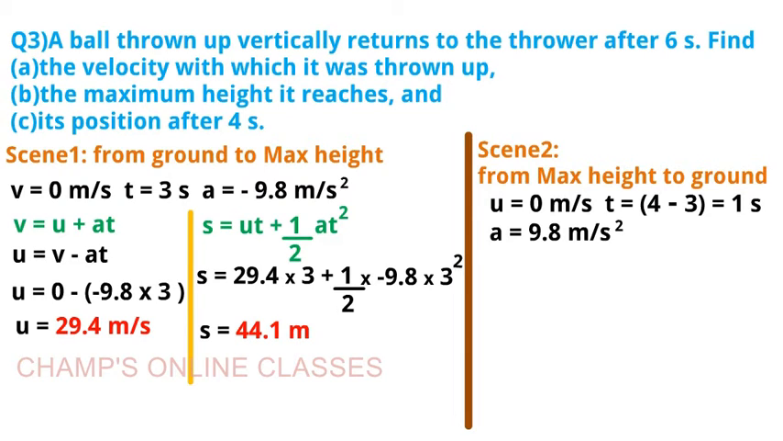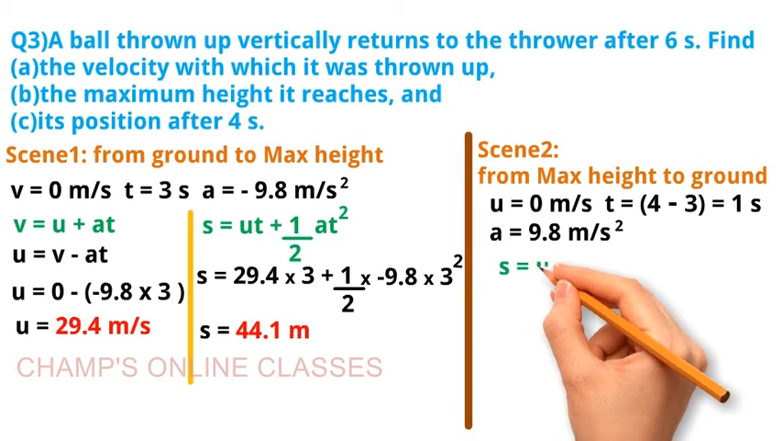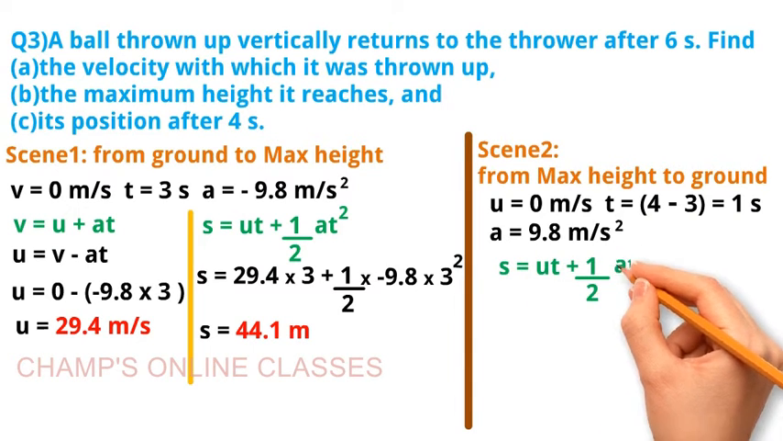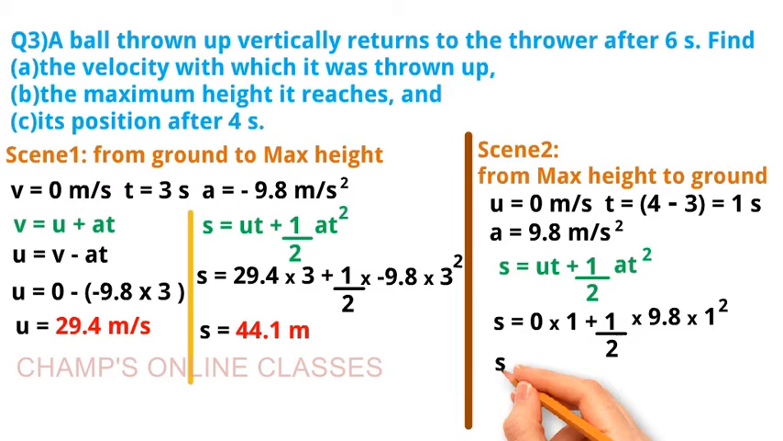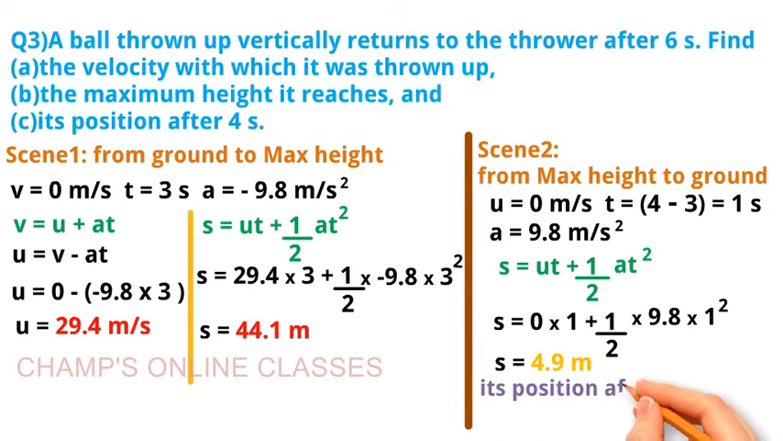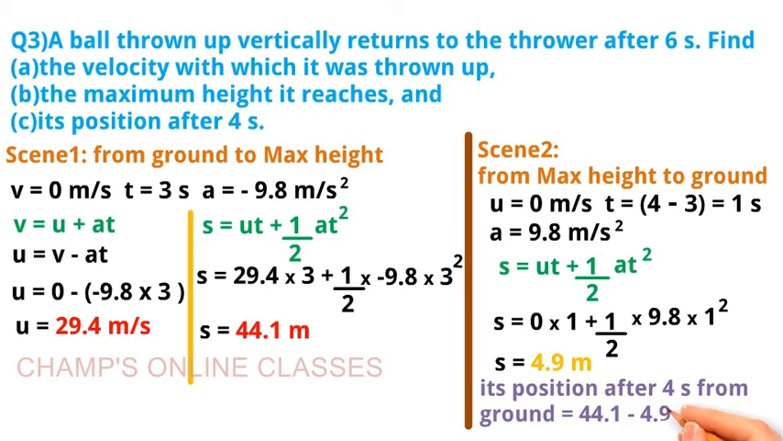Now to solve this, we will be using the second formula of motion, which is S is equal to ut plus half at square. Put all the required values, and after doing the calculation, we get S as 4.9 meter. Now 4.9 is the distance of the ball from the highest point. Now to get the position of the ball from the ground, we will be subtracting this distance from the total height. Therefore, the position of the ball after 4 seconds from the ground will be 44.1 minus 4.9, that is 39.2 meter.